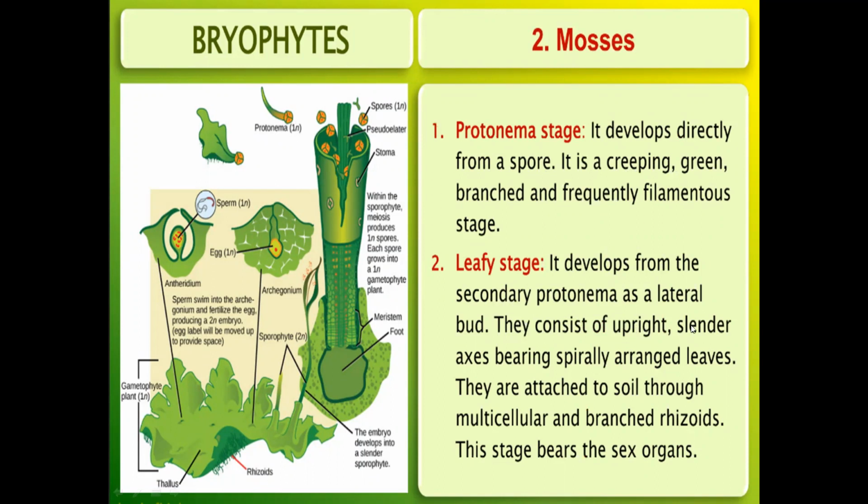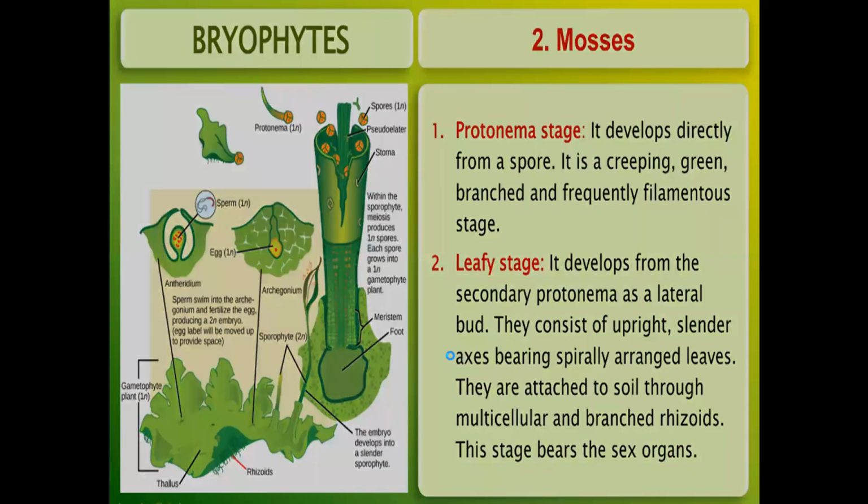They consist of upright, slender axes bearing spirally arranged leaves. These are the leaves. They are attached to the soil through rhizoids. This stage bears the sex organs. They have rhizoids and they have leaves. Protonema is just like a filament.